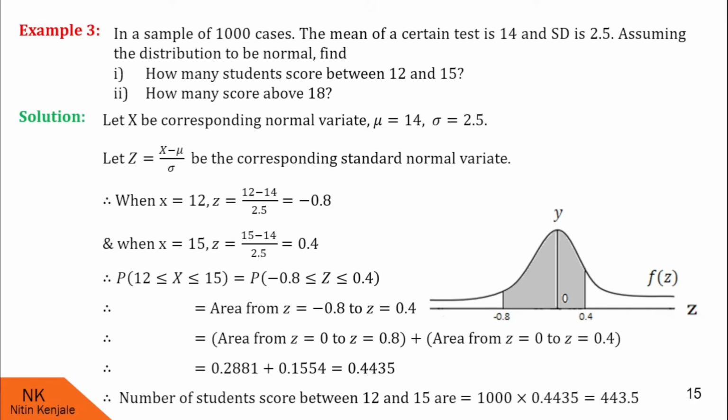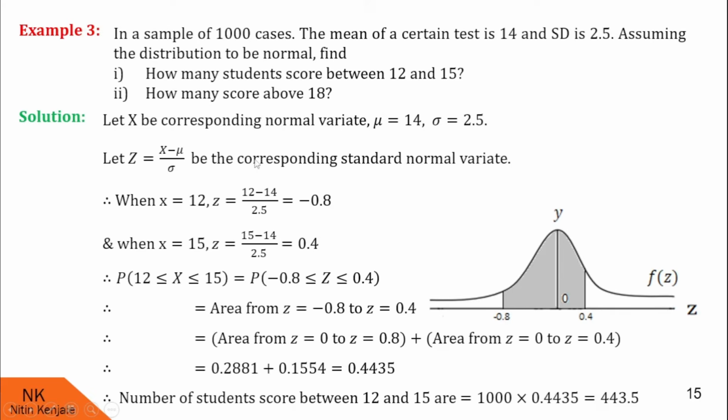Therefore, the number of students who score between 12 and 15 can be obtained by simply multiplying the 1000 cases with this probability, which is equal to 443.5. You can round this figure because it indicates the number of students. So it is approximately 444 students who score between 12 and 15.